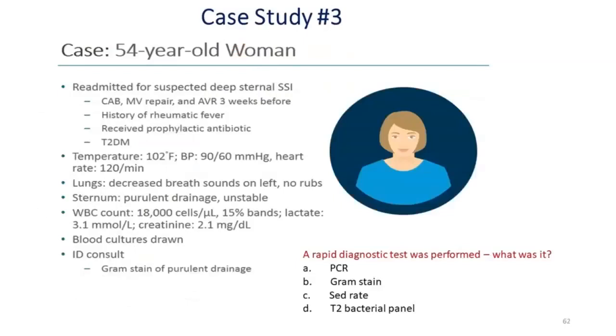So let's look at another study, a case study of an unfortunate woman who had a complex surgical procedure with aortic valve replacement. She had rheumatic fever as a child, a mitral valve repair, and coronary artery bypass. She's a type 2 diabetic. She had surgery 3 weeks ago, came back with fever, purulent drainage from her sternum. She was unstable. White count was elevated with a left shift. Lactate was up.